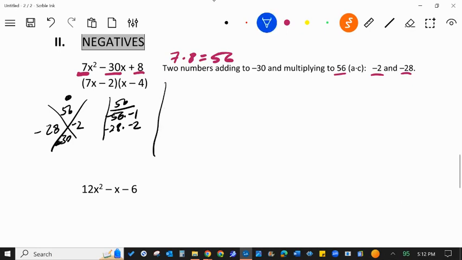So for this one, I'm going to use the splitting up method: 7x squared minus 28x minus 2x plus 8.